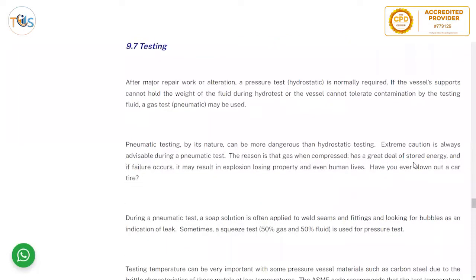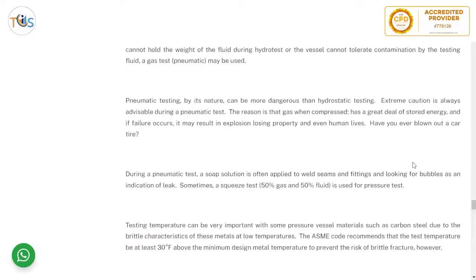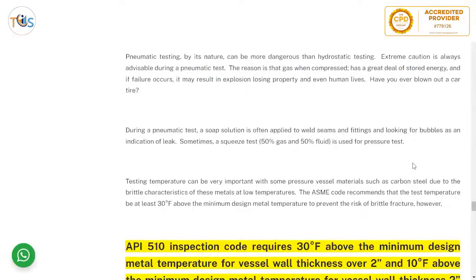Testing. For any major work, repair work or alteration, a pressure test is normally required. If the vessel's support cannot hold the weight of the fluid during a hydro test, or the vessel cannot tolerate contamination by the testing fluid, a gas test may be used. Pneumatic testing by its nature can be more dangerous than hydrostatic testing. Extreme caution is always advisable during a pneumatic test. The reason is that gas, when compressed, has a great deal of stored energy, and if failure occurs, it may result in explosion, loss of property, and even human lives.